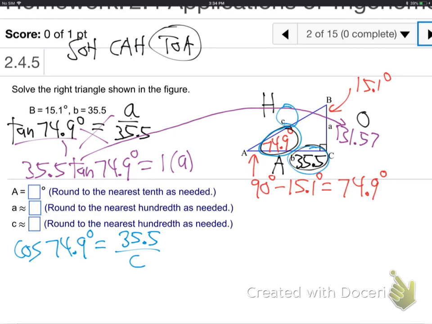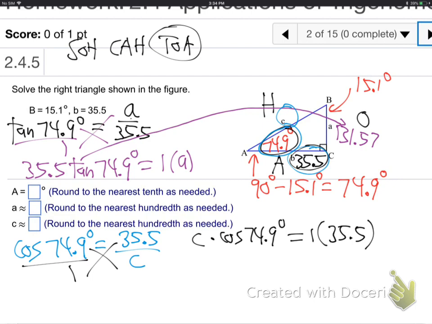All right, I want to solve that for little c. So cross multiply. Yet again, put this over 1, diagonal, diagonal. I get c times cosine 74.9 degrees is 1 times 35.5. Everybody good to there? So I used the 74.9. Cosine is adjacent over hypotenuse. So it's 35.5 over c. Trying to find c. Cross multiply, diagonal, diagonal. Get to there.